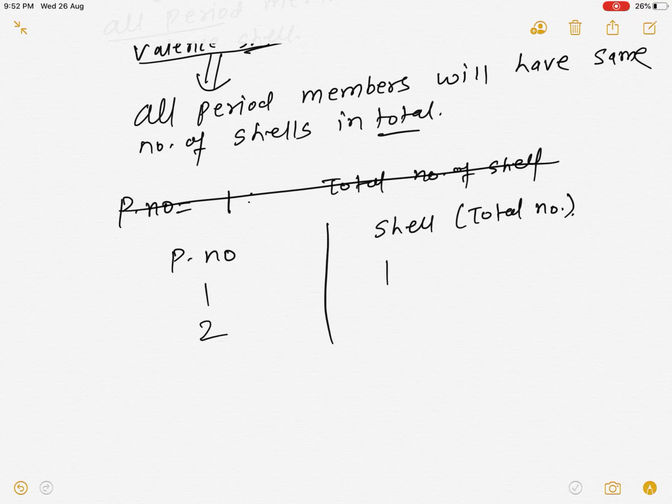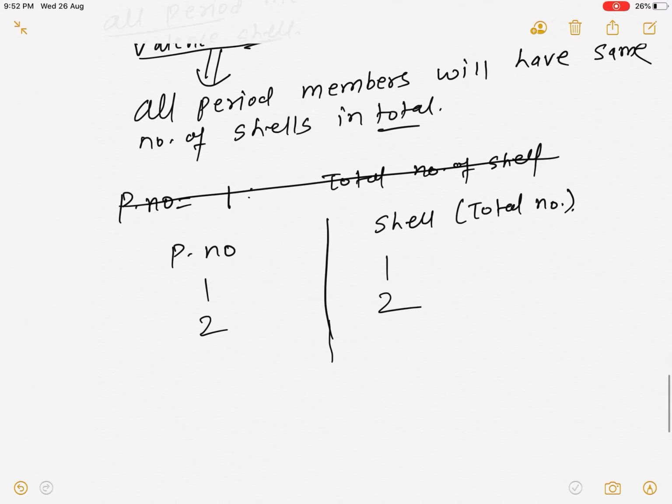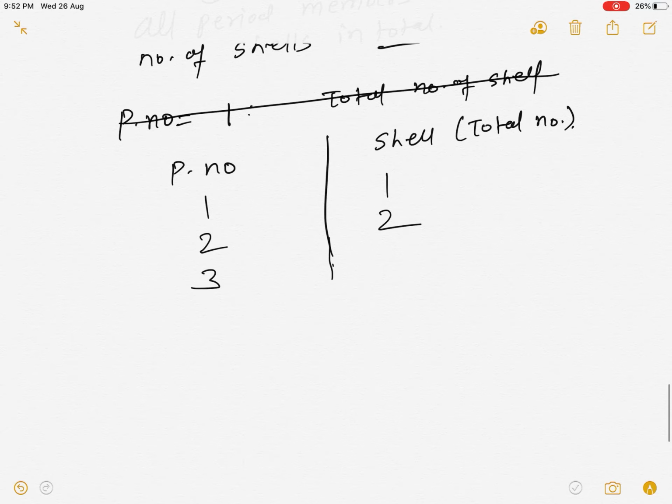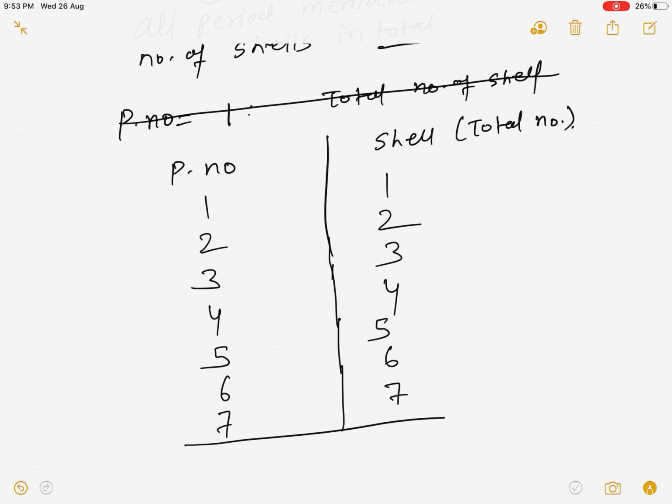If the period number is 2, whichever element belongs to the second period, all of them will have the second shell as the valence shell, and if the second shell is the valence shell, the total number of shells will be 2, the first shell and the second shell. Similarly, third period members will have 3 shells in total, fourth period members will have 4 shells in total, fifth period will have 5 shells in total, sixth will have 6 shells in total, and seventh will have 7 shells in total. What do we see?